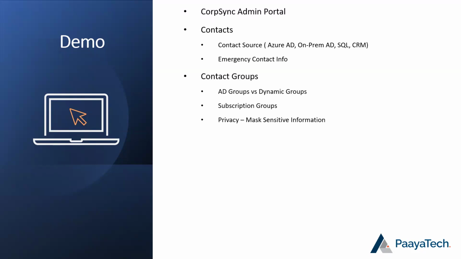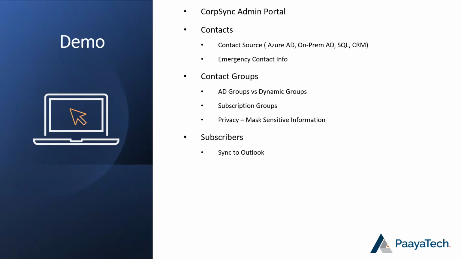We then look at the contact group and talk about different types of groups, such as groups imported from Active Directory, dynamic groups, or manual groups. We will look into how to set up a group as a subscription group and how we can mask sensitive information such as home address or home phone number before pushing contacts.